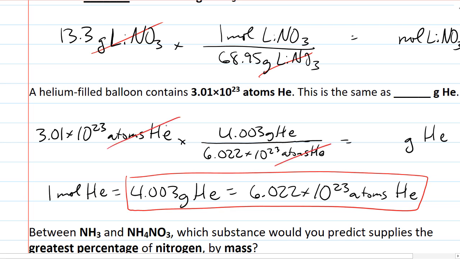Atoms of helium are going to cancel out. And if we want to make this easy, what else will cancel out? The times 10 to the 23rd. 10 to the 23rd will also cancel out. So we take 3.01, we divide it by 6.022, and multiply it by 4.003. And when we do this, we round off our answer to 3 significant figures. That would be 2.00 grams of helium. Any questions on this one here?